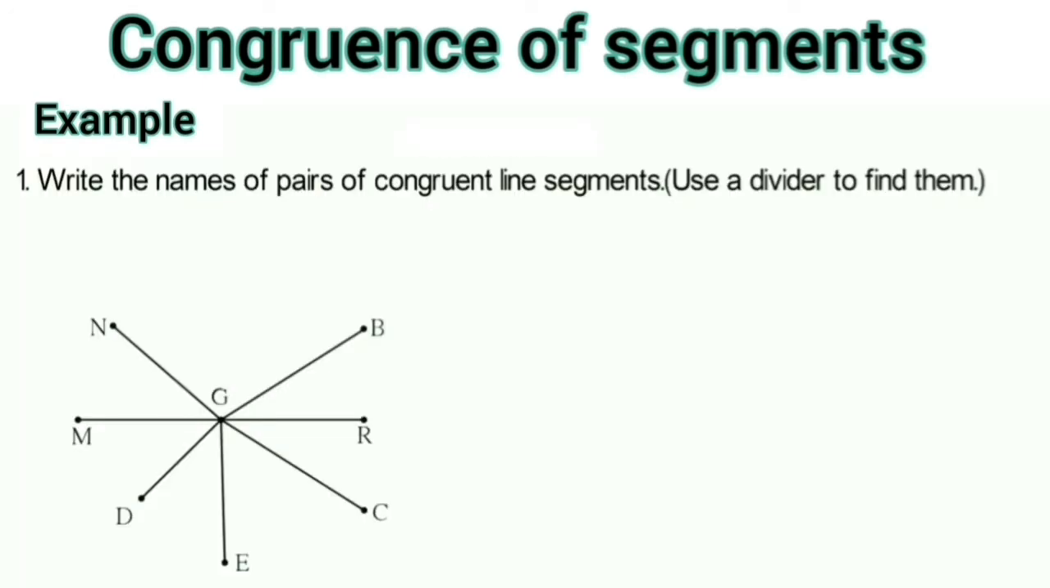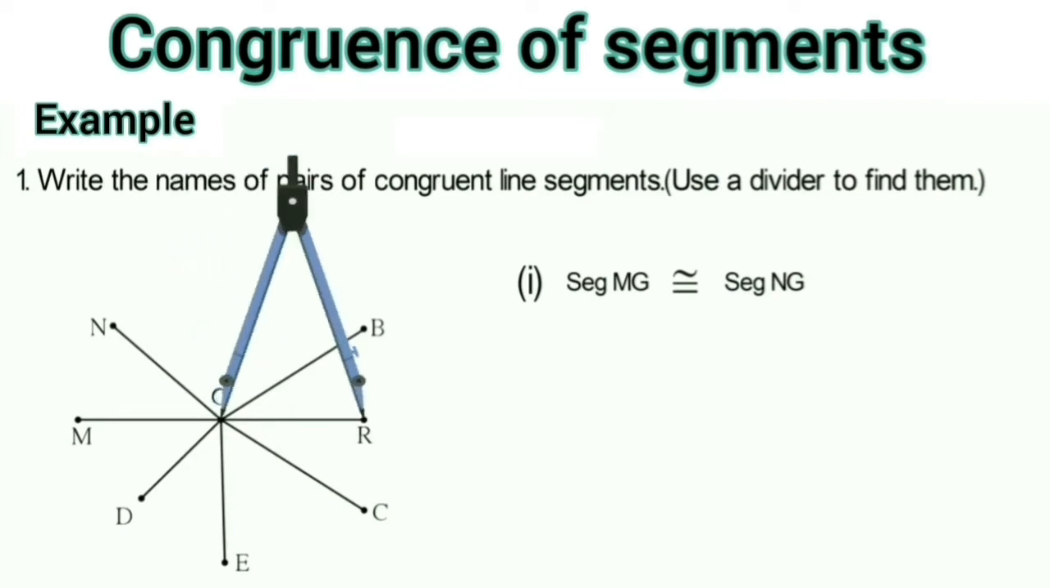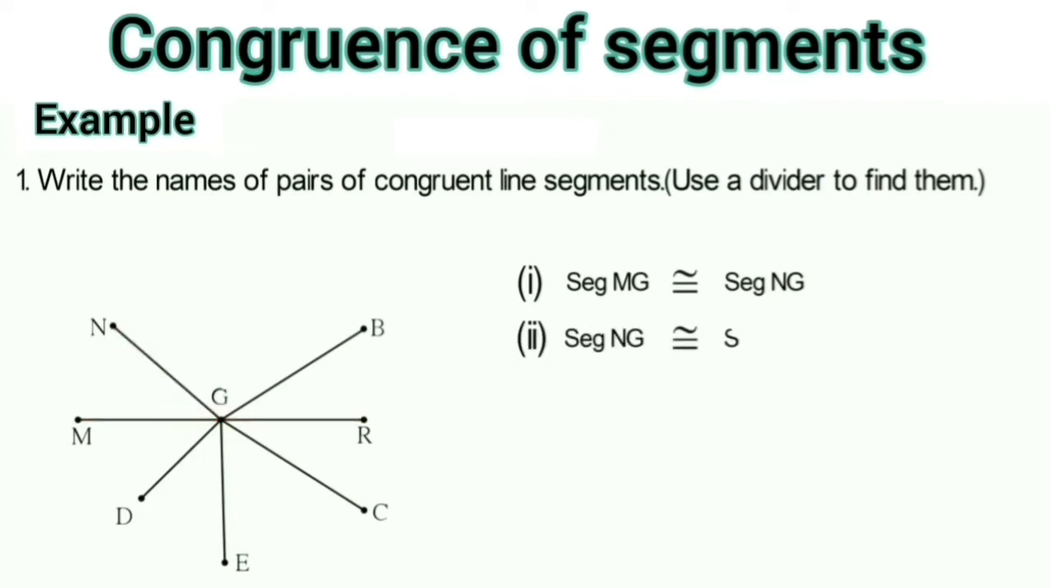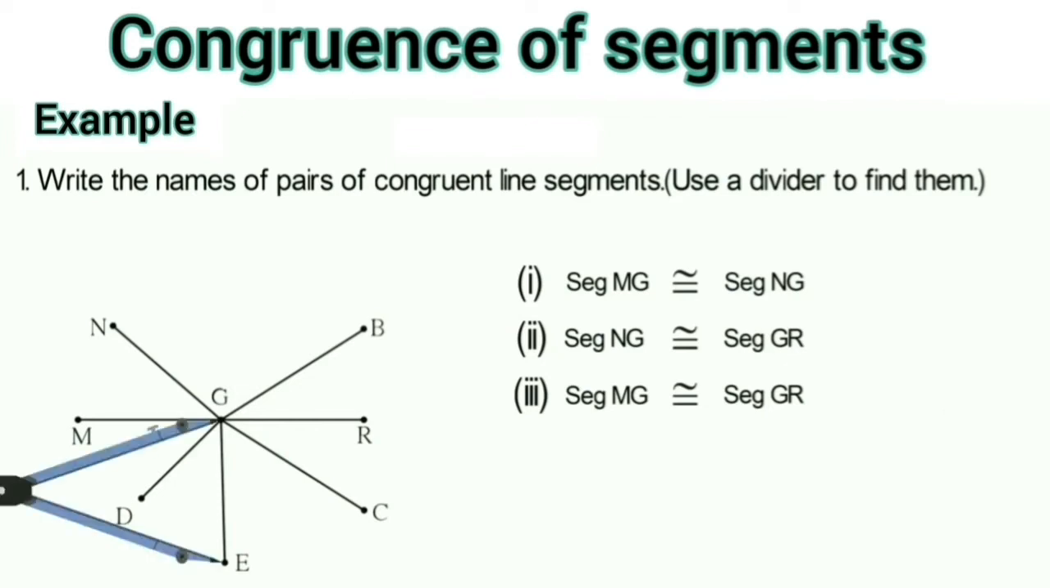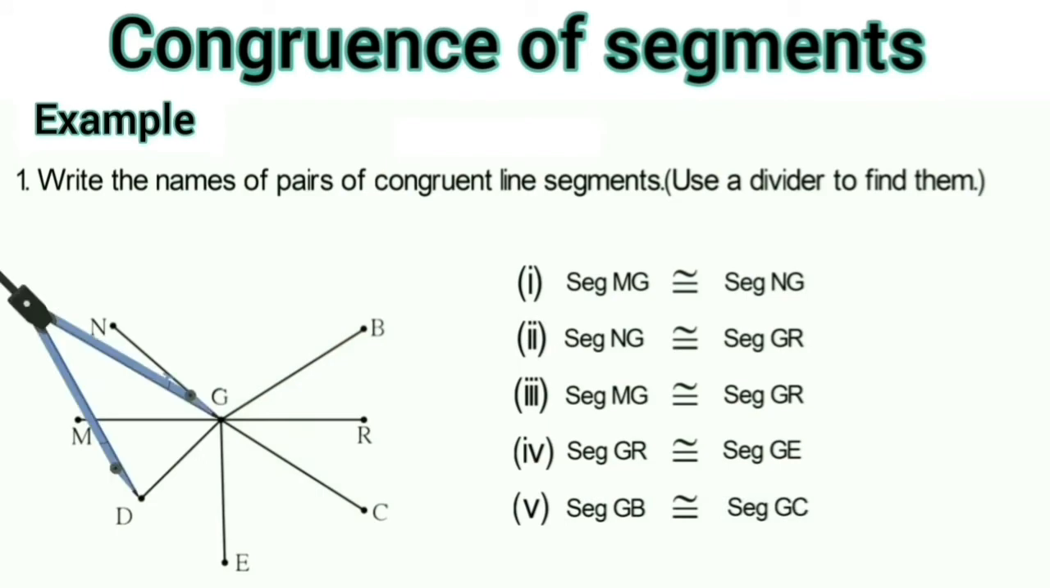Let us understand by this example. Let us use the divider to find the measure of each segment, and if the measures of the segments are equal in length, then they are congruent to each other. Segment MG is congruent to segment NG. Segment NG is congruent to segment GR. Segment MG is congruent to segment GR. Segment GR is congruent to segment GE. Segment GB is congruent to segment GC.